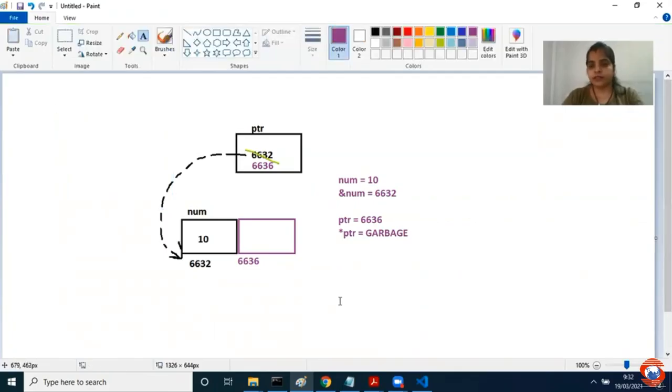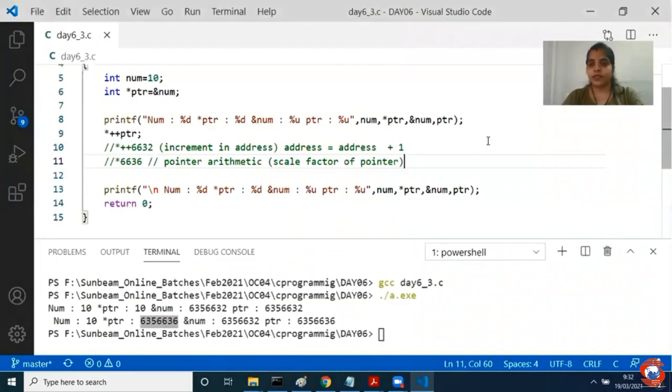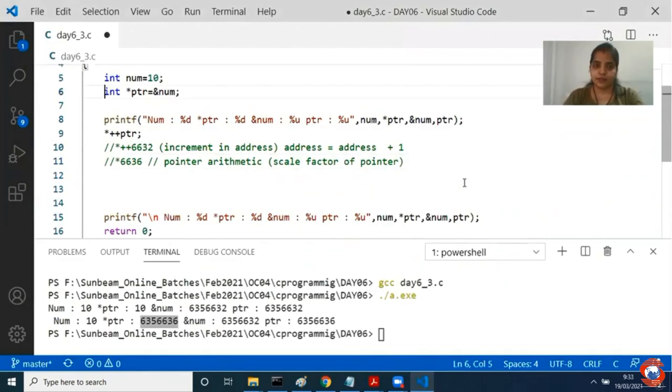तेजस, फ्लोट दिया. फ्लोट का स्केल फैक्टर क्या है? 4 बाइट्स. 4 बाइट्स है तो वो फिर से 4 बाइट आगे जाएगा, फिर से आपको गार्बेज वैल्यू देगा अगर उसको वैल्यू नहीं मिलेगा तो. ठीक है. नेक्स्ट. ऑलराइट.